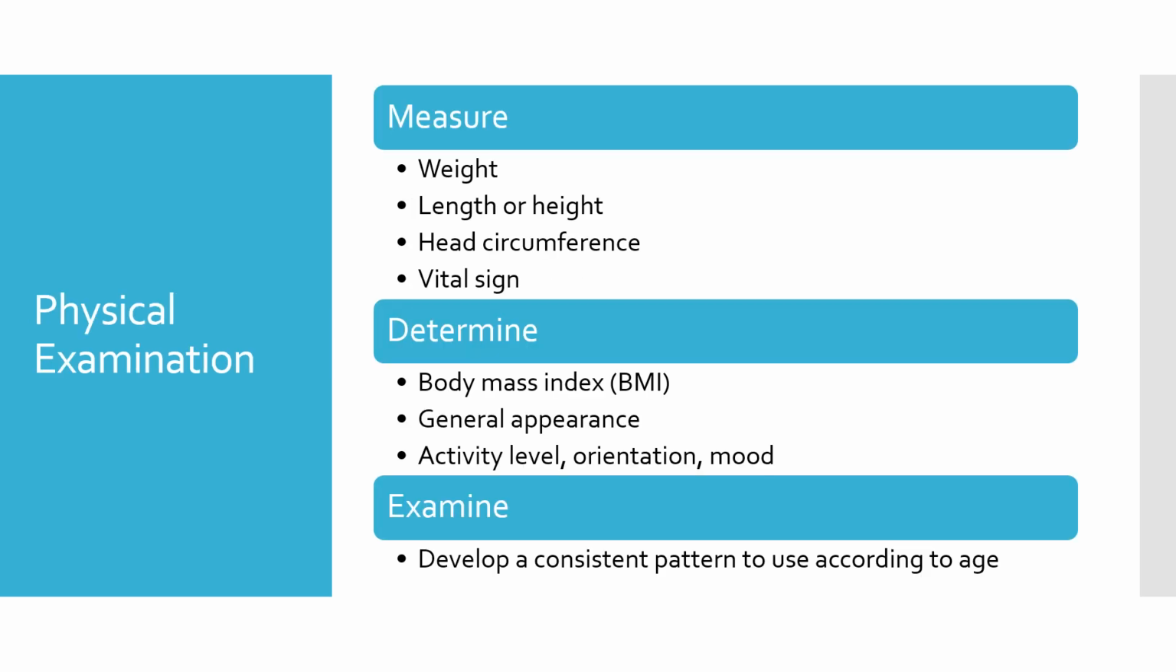The physical examination should include some measurements, determinations, and examinations. Measurements are going to include weight, length or height, head circumference, and your vital signs. That's going to help determine our body mass index. As we do our physical examination, we're also going to get that general appearance. This is that first impression. Does that child appear sick or are they well? You can observe their alertness, their energy level, even their attention span. As nurses, we need to develop a very consistent pattern to examine our patients so that we don't miss any systems along the way.